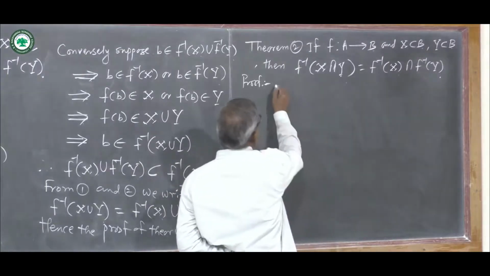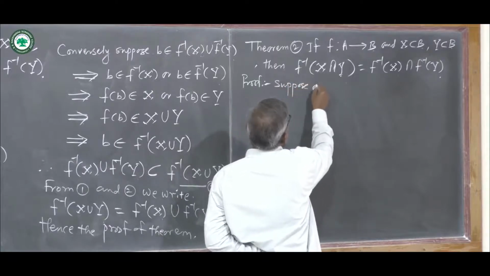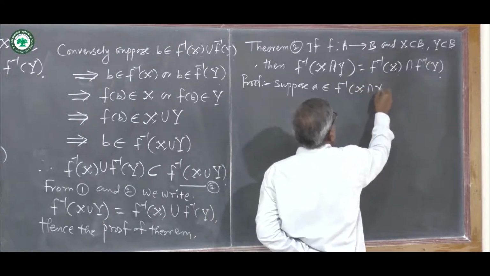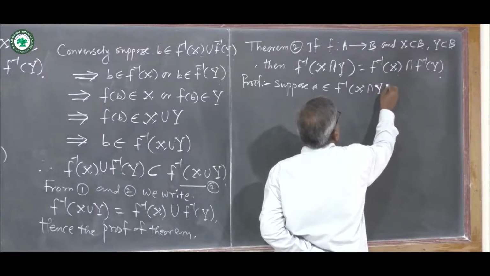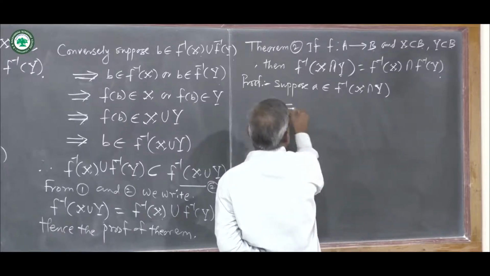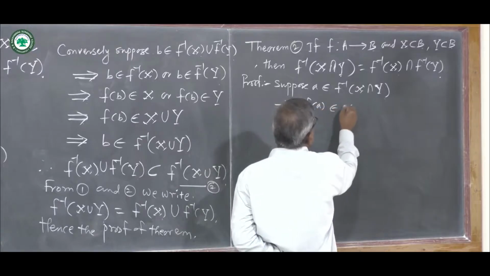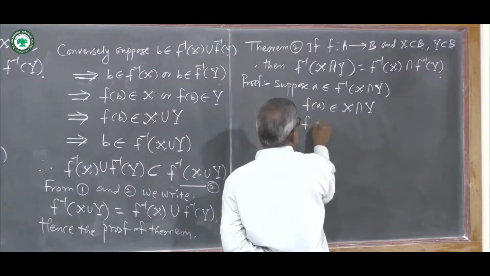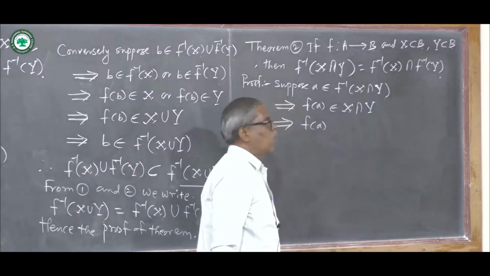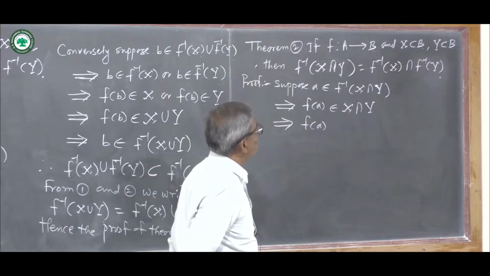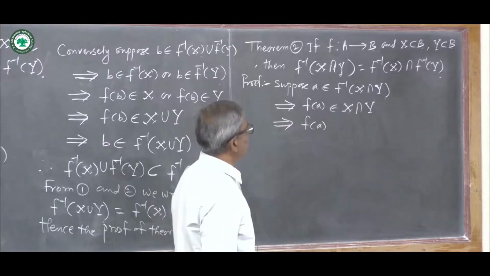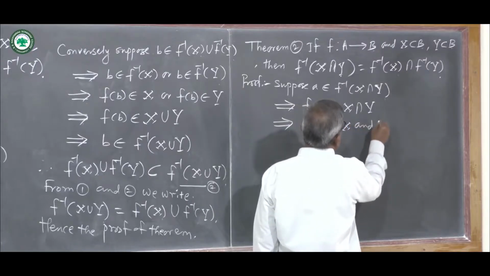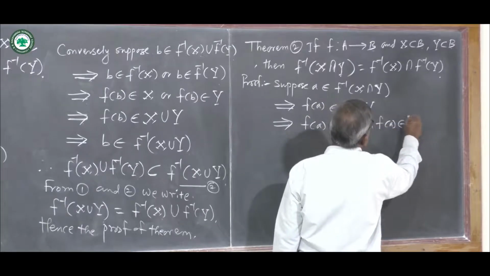Suppose small a belongs to f inverse of capital X intersection capital Y. This implies f of a belongs to capital X intersection capital Y. This implies f of a belongs to capital X and f of a belongs to capital Y.